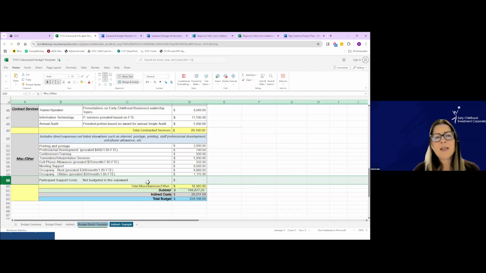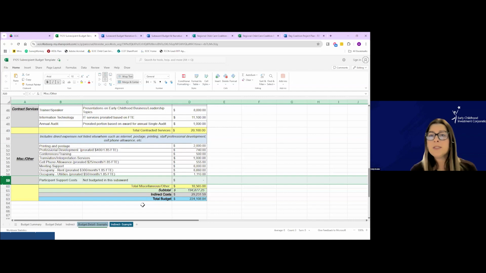And there is a specific definition for participant support costs, and that includes any payments or supports you might make to parent leaders or childcare providers who are supporting implementation. So that could be stipends, it might be travel allowances or travel reimbursements. If you are registering them for training or a professional development opportunity, anything of that nature where you are providing financial support for them to participate, it kind of gets lumped into this category.